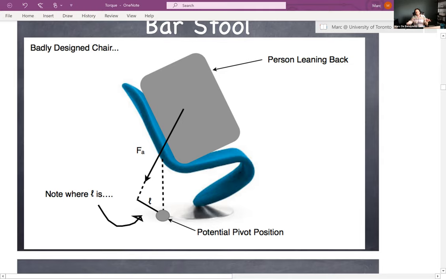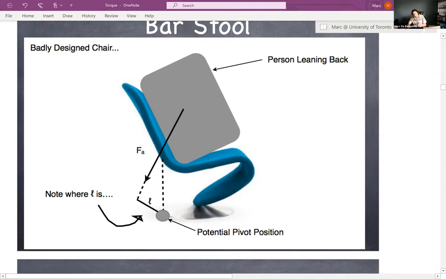So I sit in this bar stool, and the bar stool has a back, which is weird because it's not a stool then. But anyway, it had a little bit of a back, not a full back, but like a half back. So I went to go lean back in the bar stool, and I literally fell backwards.